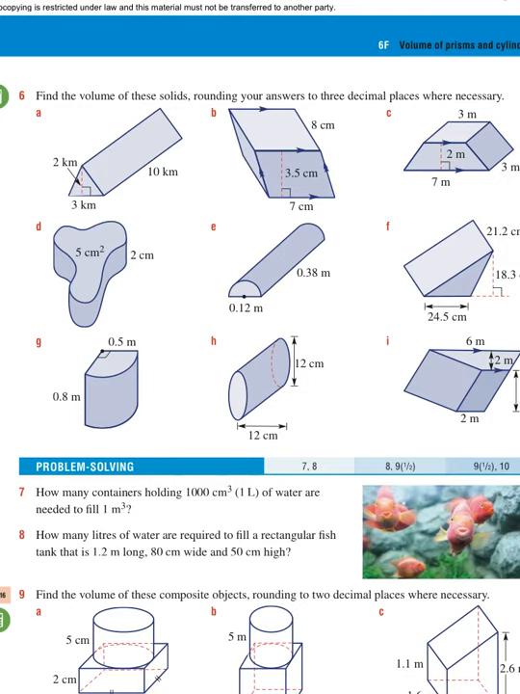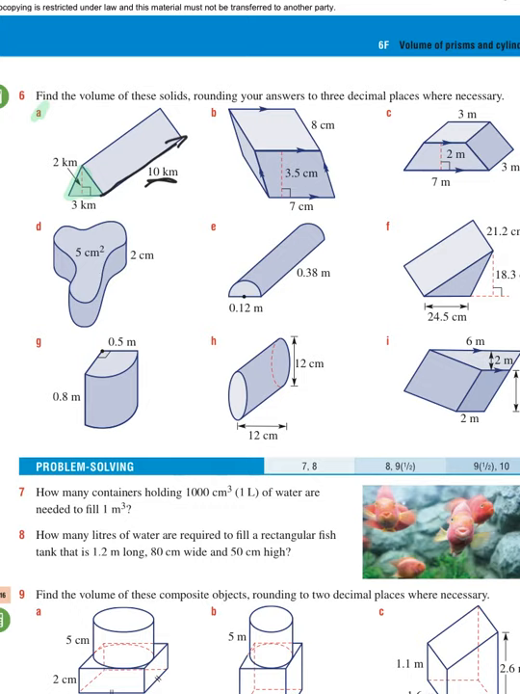Okay, so with volume, what we have to do is find the area of the face of the shape. So if we look at 6A, that one there, the first one's a triangle. We have to find the area of just the face of that triangle, and once we know the area, we multiply it by the height, because that triangle is going to go all the way through the solid. The height is 10, and that'll give us the volume.